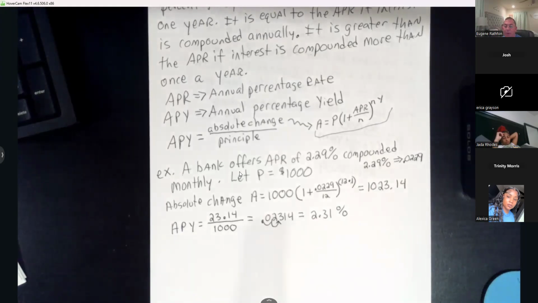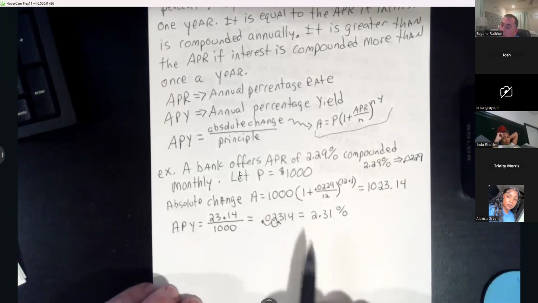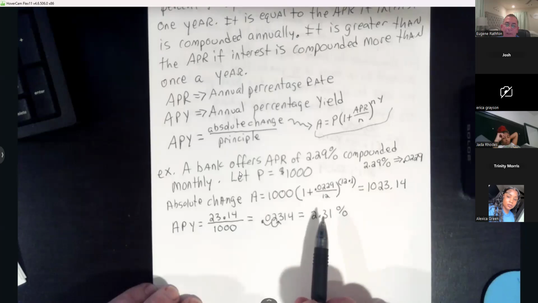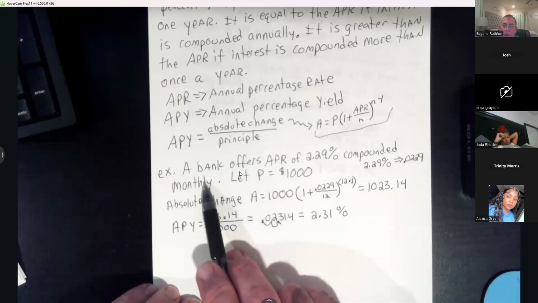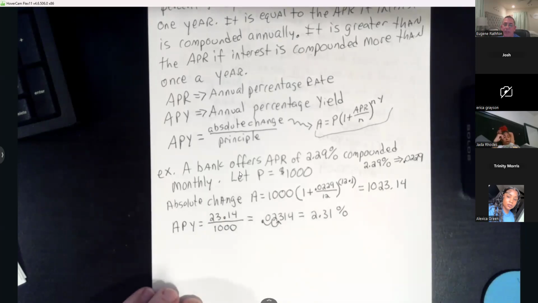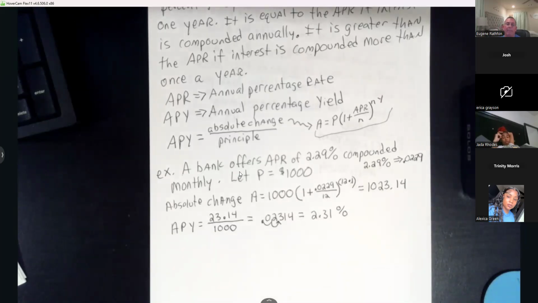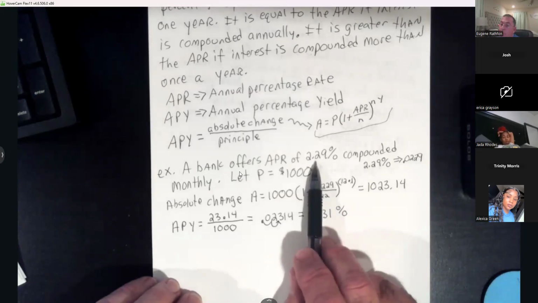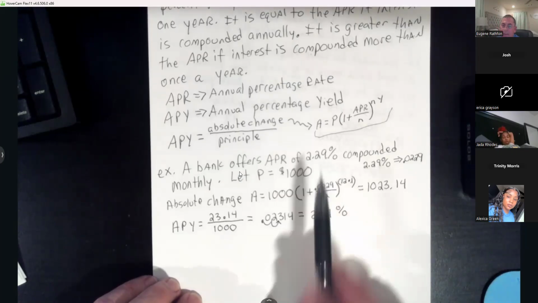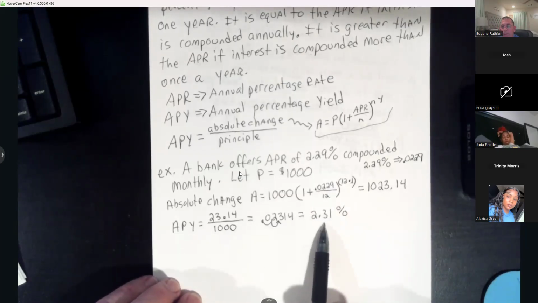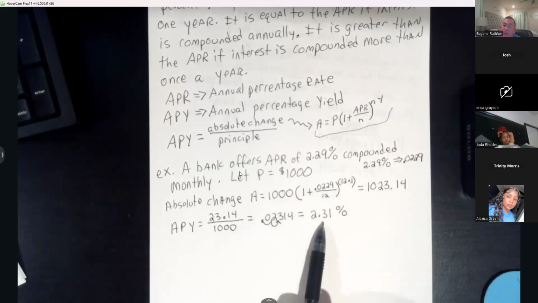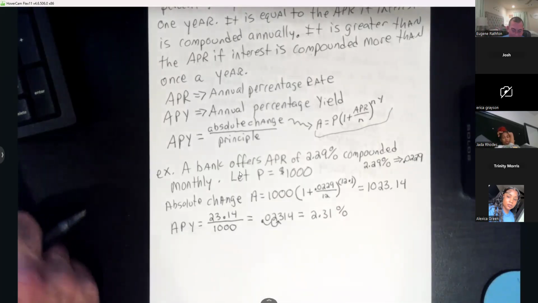2.31%. Good job. Notice it actually was a higher yield if you had monthly compounding versus simple compounding just once a year. Once a year, you would have had 2.29%. But doing monthly wasn't like a 2/100ths of a point higher, but still it was higher, okay?